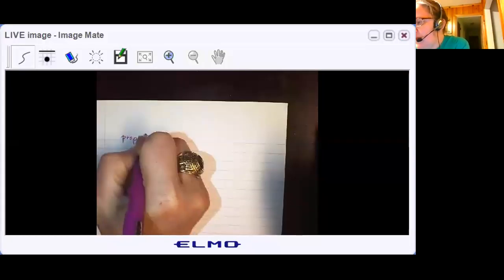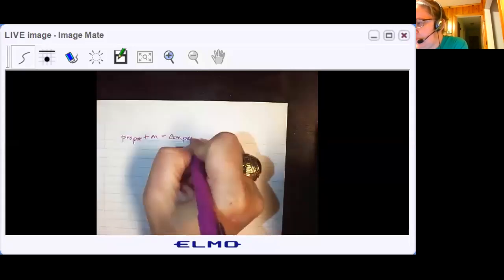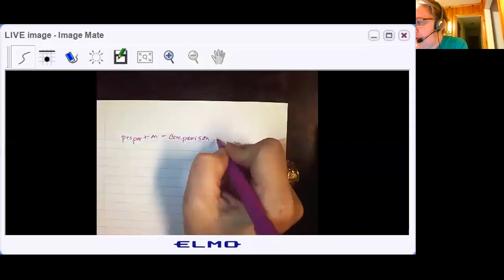Now, we've got to know what a proportion is. A proportion would help if you could see what I was writing, wouldn't it? All right, so give me just a second. A proportion is a comparison of two ratios.